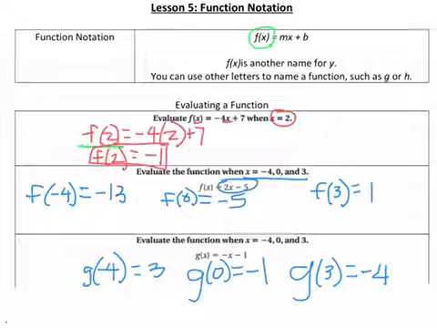All right, when I went ahead and found the answers and evaluated the function, when I plugged in negative 4 for x, I got 3. I plugged in 0 for x, I got negative 1. And for 3 for x, I got negative 4.